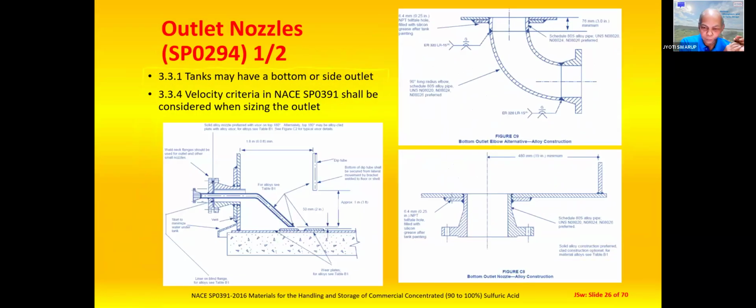Outlet nozzles can be side or bottom, and could be with a bend as you see in the top figure C9, or bottom directly, or a side nozzle. But side nozzle design has to be suitably done so that any liquid does not touch the shell plate in any way. And velocity criteria given in the other NACE code, which is NACE 391, should be considered when siting the outlet. Typically, the velocity should not exceed 0.9 meter per second for carbon steel and 1.8 meter per second for stainless steel tanks.